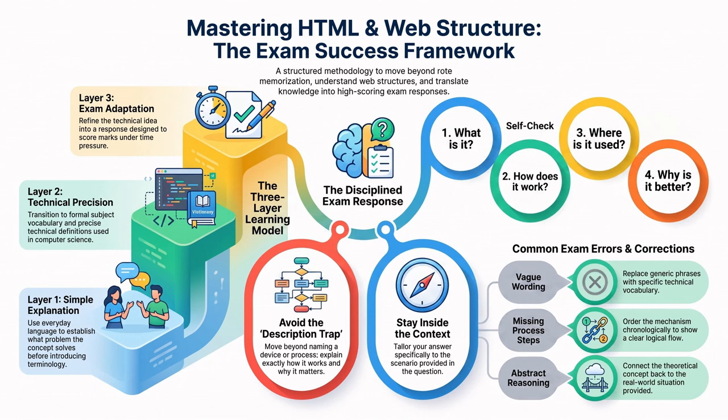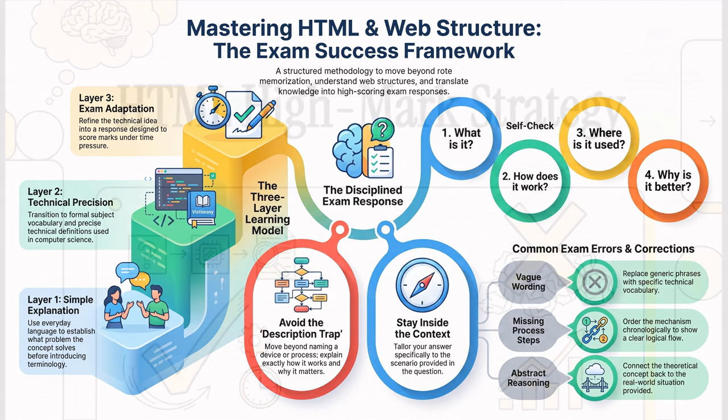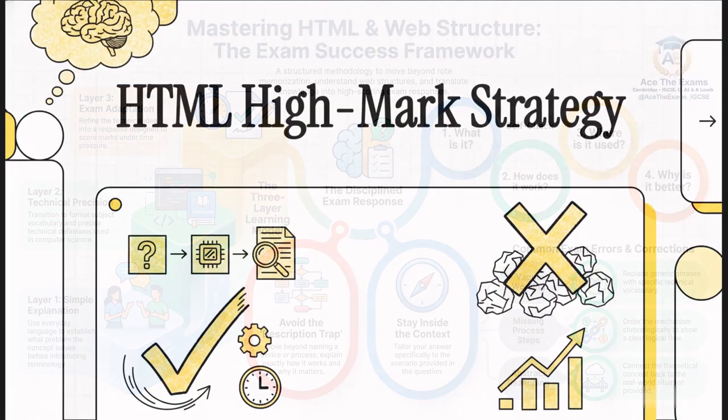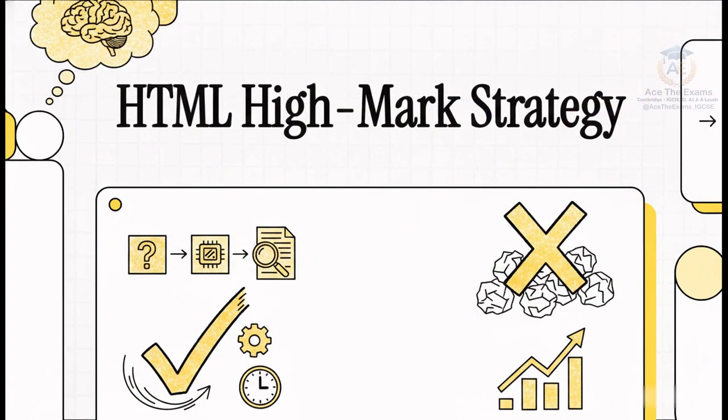To get top marks in Cambridge IGCSE Computer Science 0478, you don't need to read the textbook 100 times. You just need a formula. Concept plus technical evidence plus scientific reasoning tailored exactly to the examiner's wording. We're cutting the fluff today. If you've been losing grade boundaries despite knowing all the definitions, well, you're exactly where you need to be.